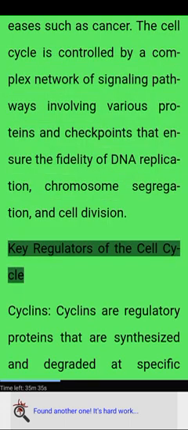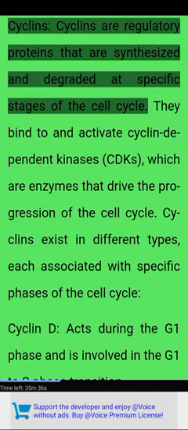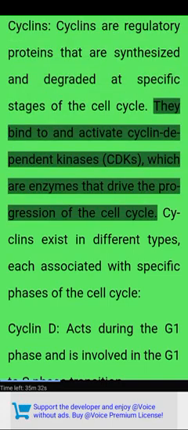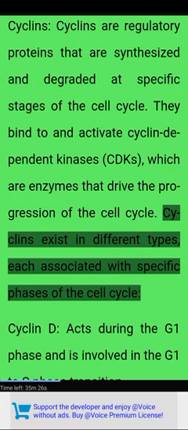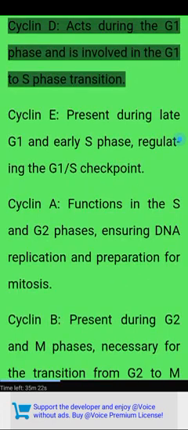Key regulators of the cell cycle. Cyclins. Cyclins are regulatory proteins that are synthesized and degraded at specific stages of the cell cycle. They bind to and activate cyclin-dependent kinases, CDKs, which are enzymes that drive the progression of the cell cycle. Cyclins exist in different types, each associated with specific phases of the cell cycle. Cyclin D acts during the G1 phase and is involved in the G1 to S phase transition.